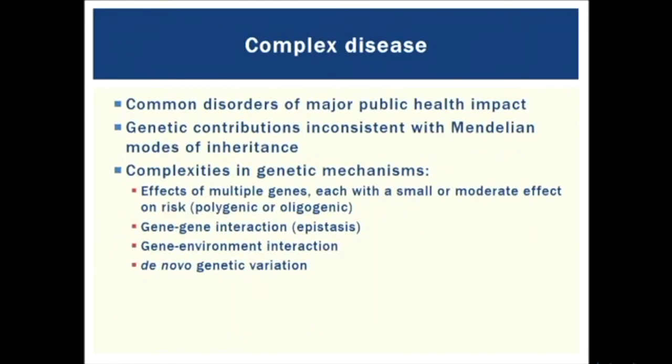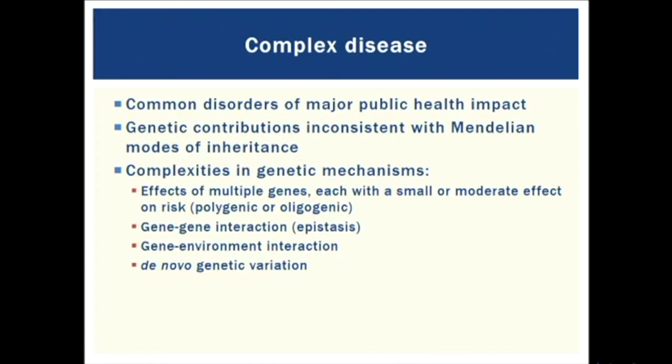So we focus in this field on complex disorders, and these are disorders that are common, and they are really all of the disorders of major public health impact. And we call them complex in part because their genetic contributions are inconsistent with straightforward Mendelian inheritance. And what are the complexities? Well, the effects of multiple genes, each of which has a small or moderate effect on disease risk.